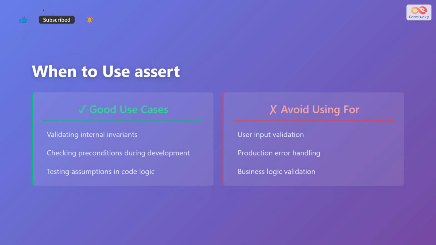Understanding when to use assert is crucial. Good use cases include validating internal invariants, meaning conditions that should always be true within your code logic. You should also use assert for checking preconditions during development and testing your assumptions about how the code should behave. However, avoid using assert for user input validation, production error handling, or business logic validation, because these checks need to run in production and assertions can be disabled.